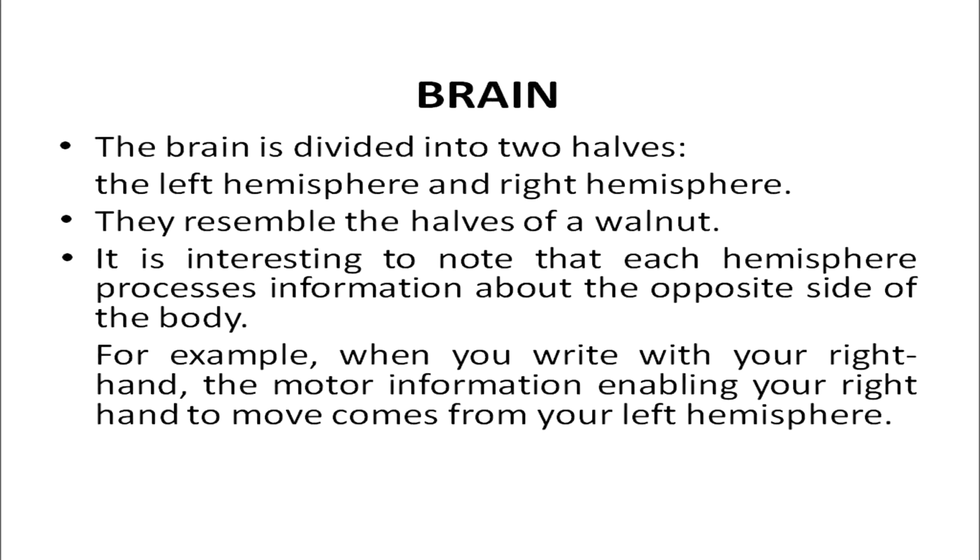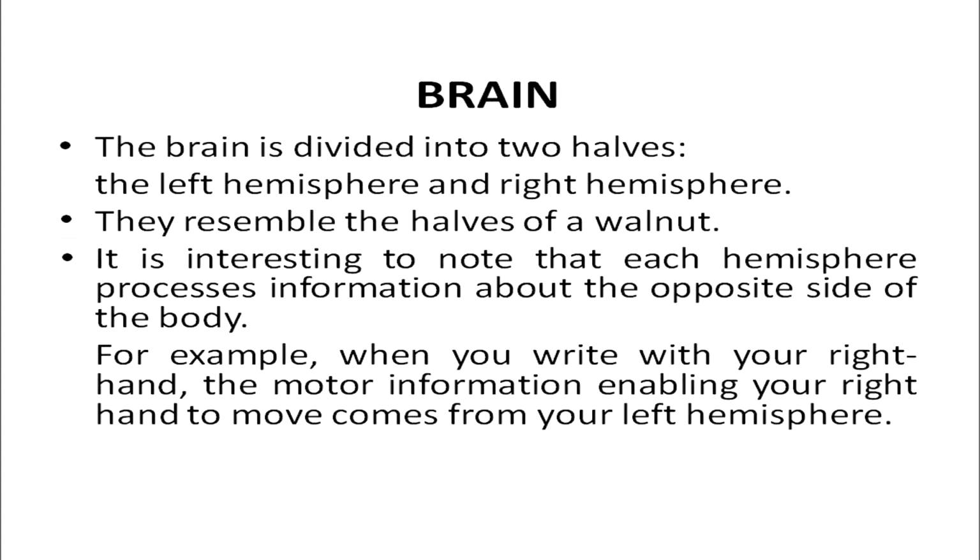One half is known as the left hemisphere and another is known as the right hemisphere. They resemble the halves of a walnut. That is, how does a walnut look like? It looks like a brain and it has two halves. So, that is how the brain looks, or these two hemispheres look.